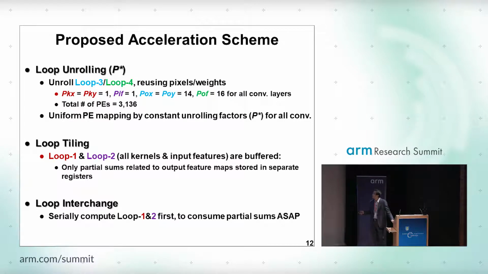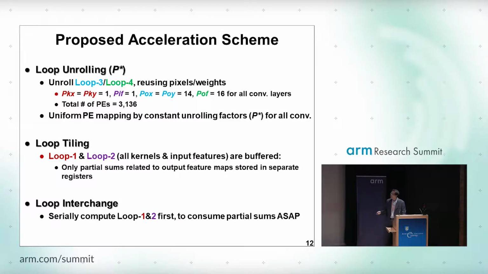In particular, for the specific proposals that we are going with for loop unrolling or parallelization, we wanted to unroll loops 3 and 4 that pertain to the output pixels and feature maps, while we want to serially compute loops 1 and 2 to minimize the partial sum communication. In terms of loop order, we wanted to compute loops 1 and 2 first to consume these partial sums as soon as possible, and then move on to loops 3 and 4.